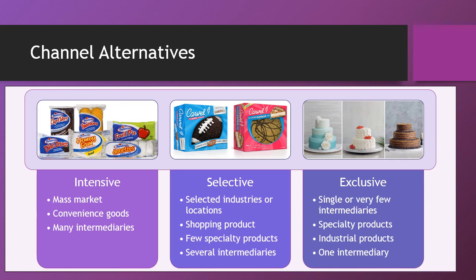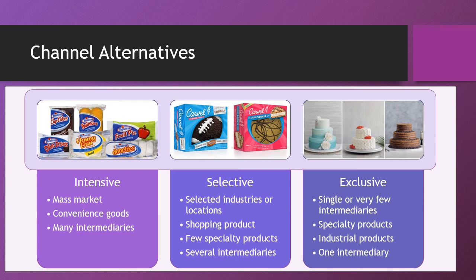So if we go back to the original lecture I had about the different product types, intensive would be those convenience products. Selective would be your shopping products, and exclusive would be your specialty products. Now, unsought products can sort of fit generally between the selective and exclusive depending on what that product is.